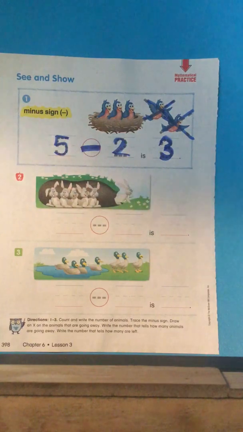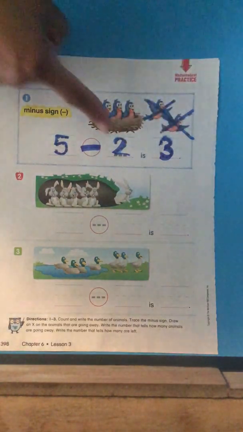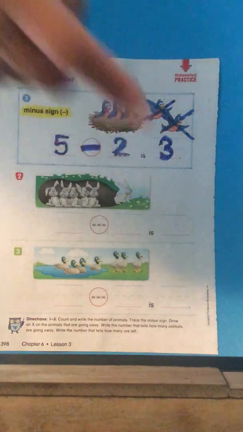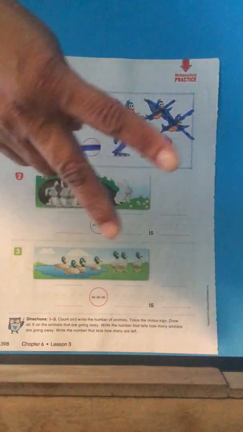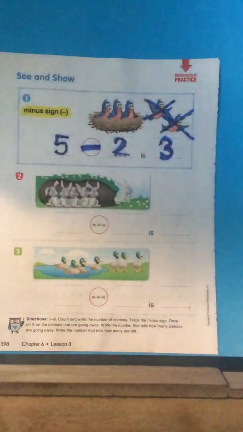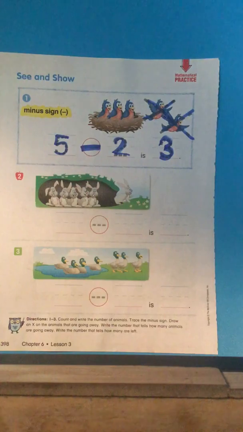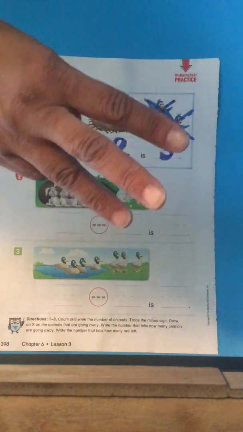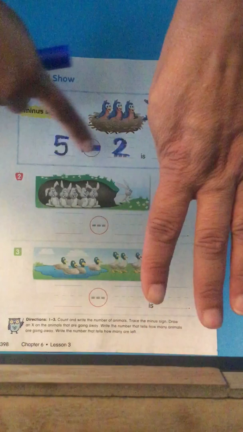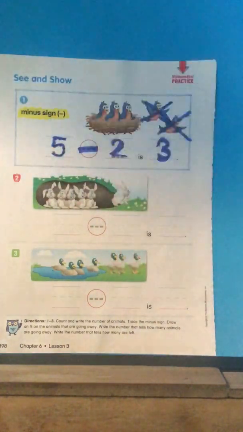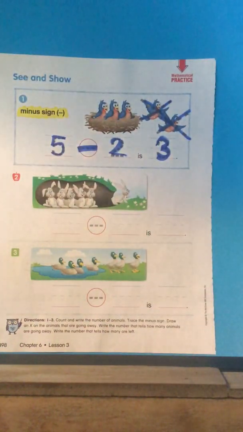Good. So what's number 1? You count all the group, right? Count all the group. What's number 2? You make up your story. What's number 3? You say how many went away. What's number 4? You write the groups here. Number 5, you use the minus sign. Isn't that easy?